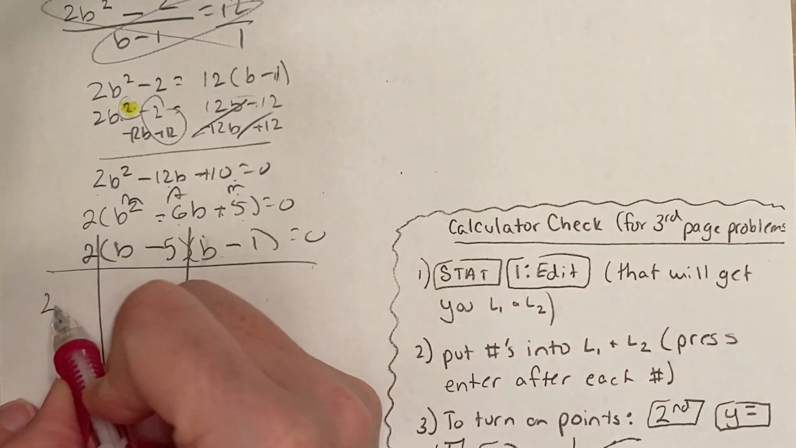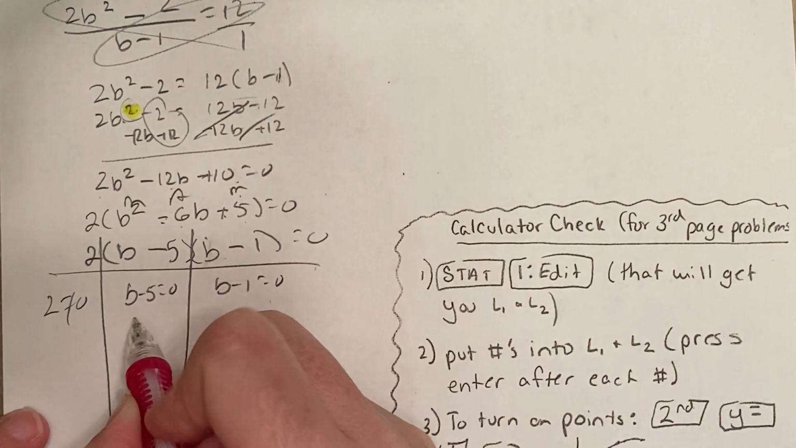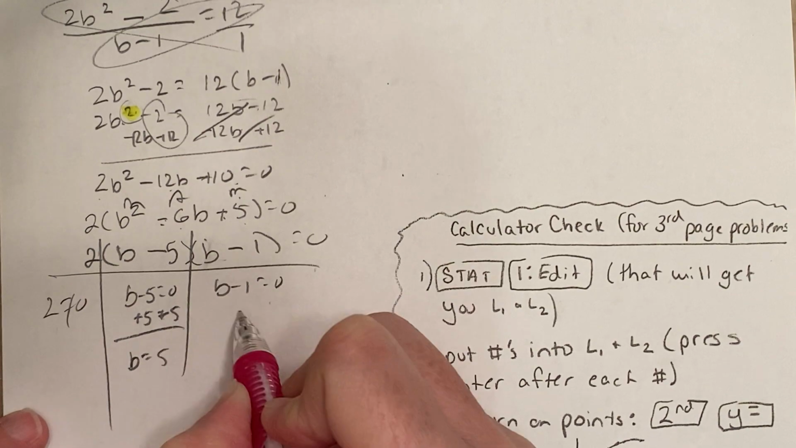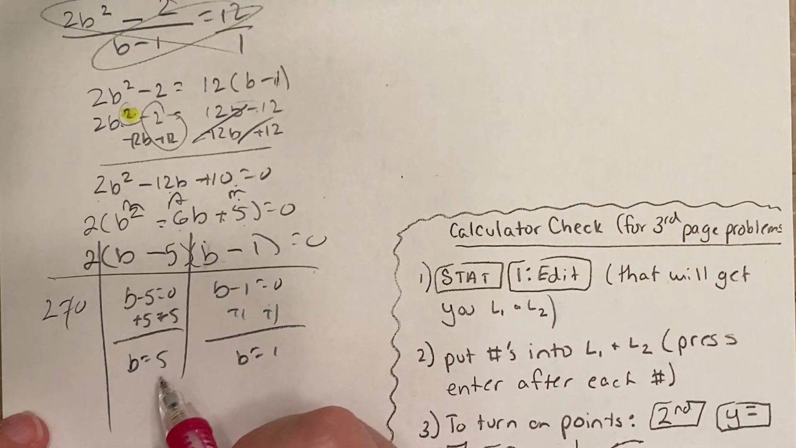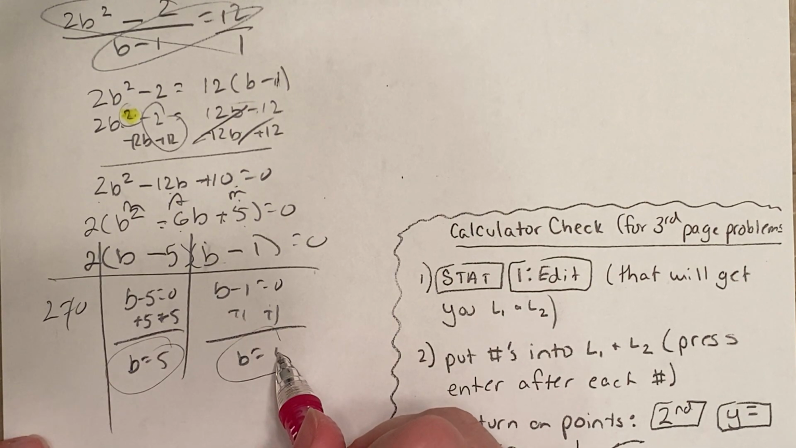T-chart. 2 does not equal 0. b minus 5 equals 0. b minus 1 equals 0. Solve. b equals 5. b equals 1. Okay, so those are our two answers.